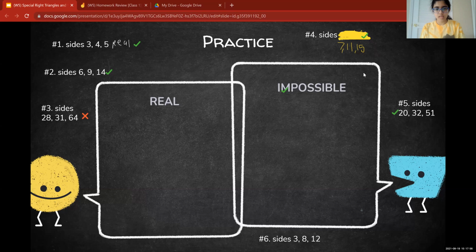And then number 6 down here. Sides of 3, 8, and 12. So 3 plus 8 is 11, and 11 is actually less than 12. That means this triangle cannot be made, so it is not real. Therefore, the real triangles are numbers 1, 2, 4, and 5. And the impossible ones are numbers 3 and 6. Does anyone have any questions?